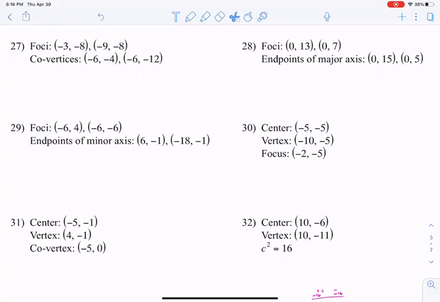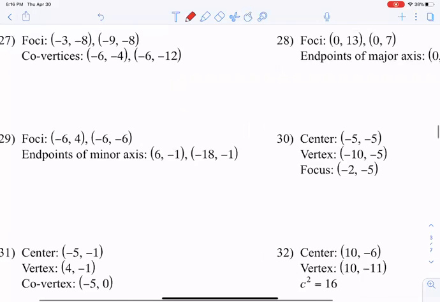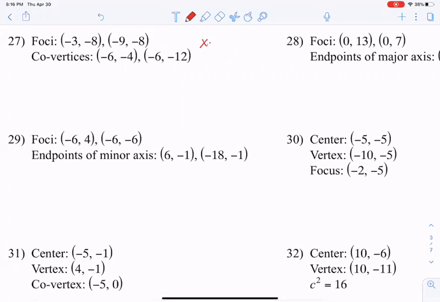Okay, so we will continue working on these problems. We are at number 27. As you can see, they're asking for the equation of the ellipse. Again, you should know this by now. The equation of the ellipse is (x - h)² over a² plus (y - k)² over b², and this is equal to 1.